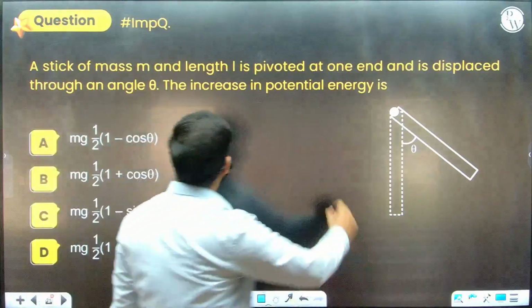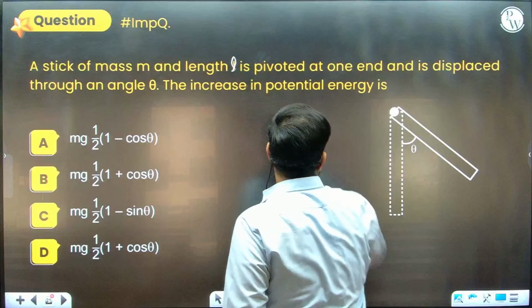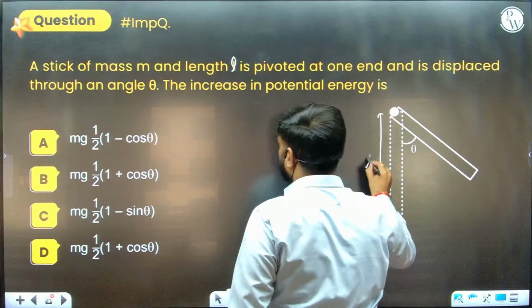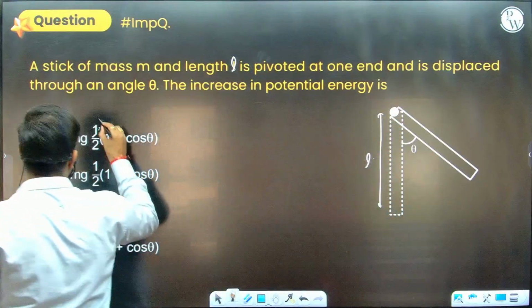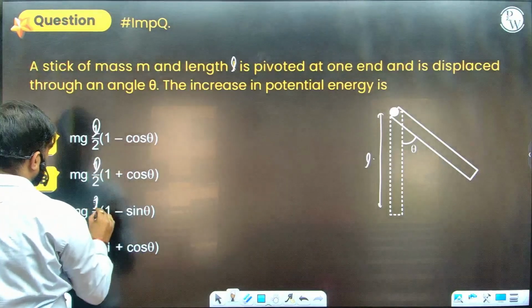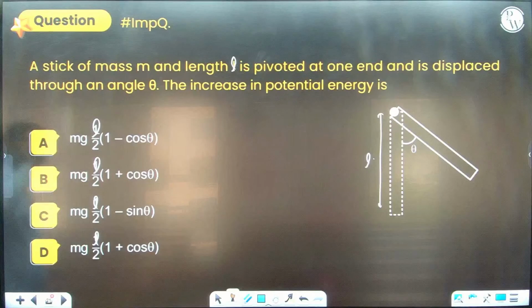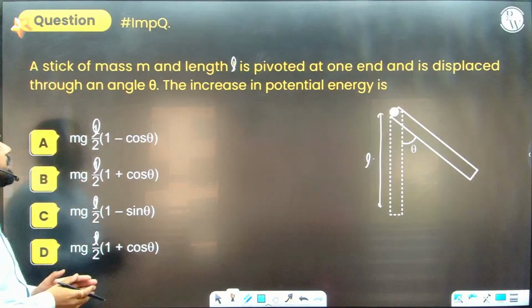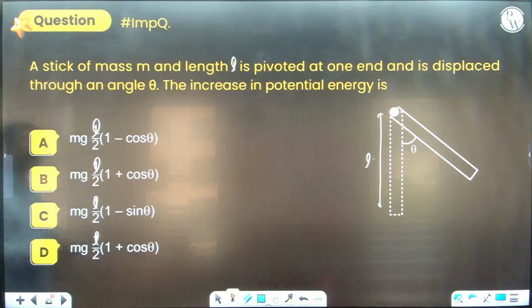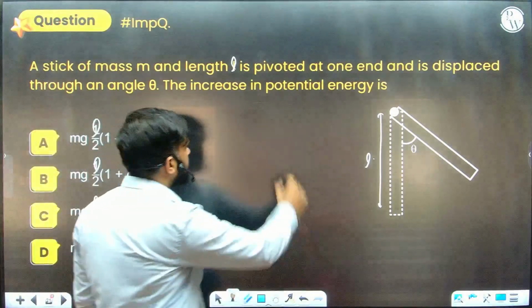Okay. Alright. So they have said there is a rod of length L. I write it L here. L, the dimension wise. Check it. Mass is M and the length is L. It is pivoted at one end and is placed at angle theta. The increase in potential energy.